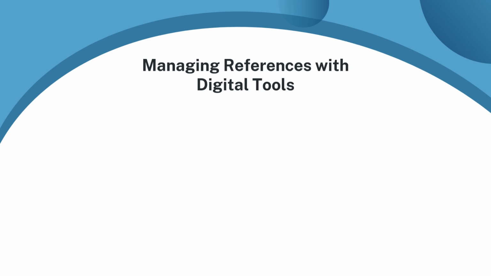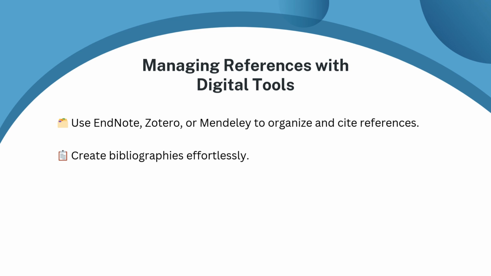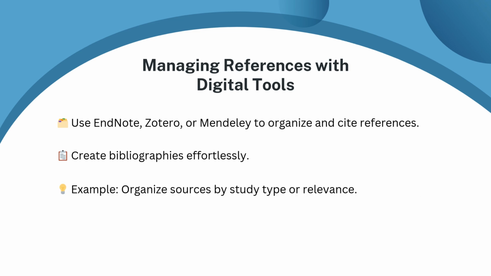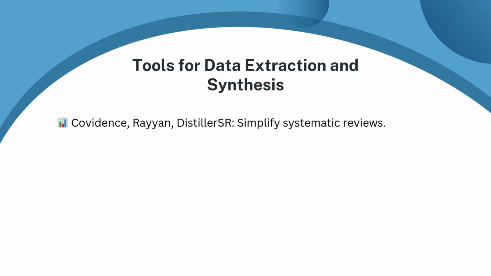Once you've gathered your references, tools like EndNote, Zotero, and Mendeley help you organize them. Picture this. Instead of manually formatting each citation, these tools let you generate bibliographies in seconds. Now that you've found your studies, the next step is data extraction, a process that can be overwhelming without the right tools. Enter Covidence, RevMan, and Distiller SR.